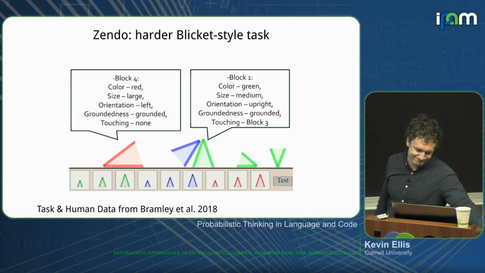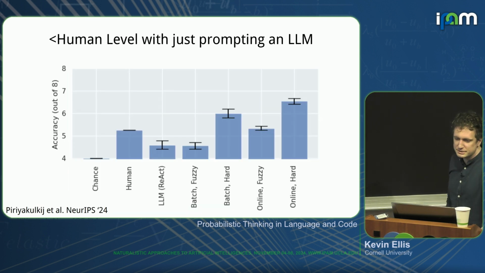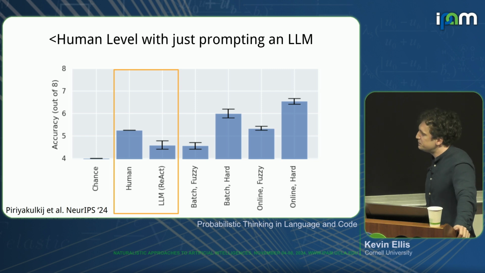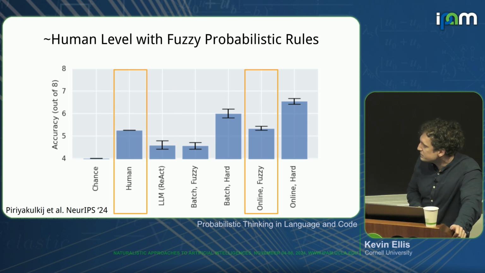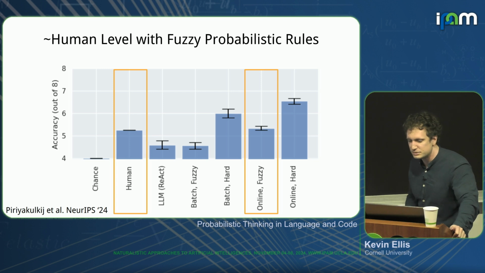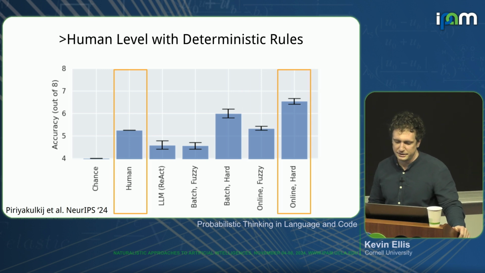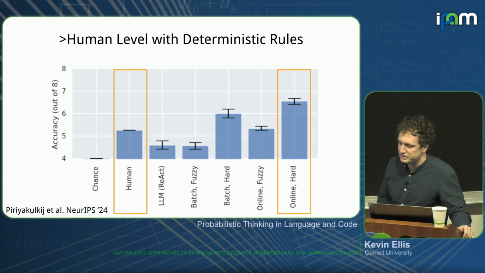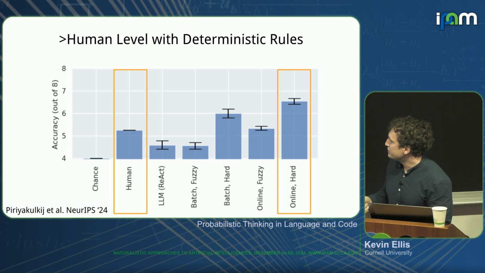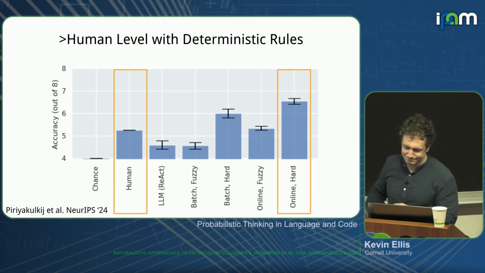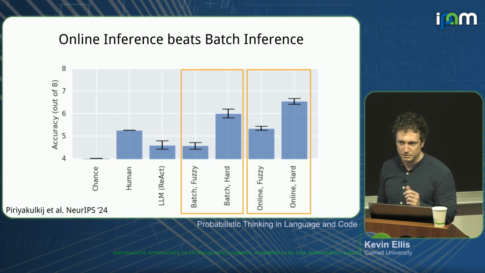So what we found is that if you just point GPT-4 at this problem, it's kind of ReAct style. It's not human level. The model I'm presenting is approximately human level. And interestingly, you can surpass human level by saying that the rules are hard and deterministic instead of fuzzy. So humans are a better fit with fuzzy rules, probably because we think more naturally in probabilistic ways, but the ground truth is hard rules. And this online inference seems to help here.